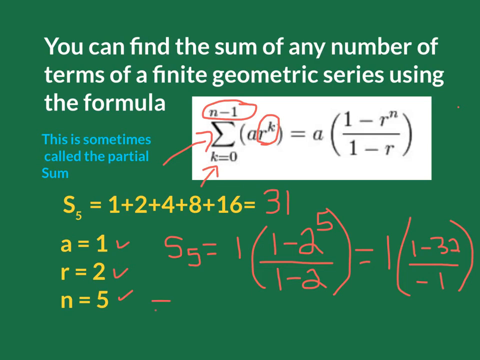So the sum of the first 5 terms of this series is going to be 1 times negative 31 over negative 1, or 1 times 31, which we already knew from previous work, is going to equal 31.